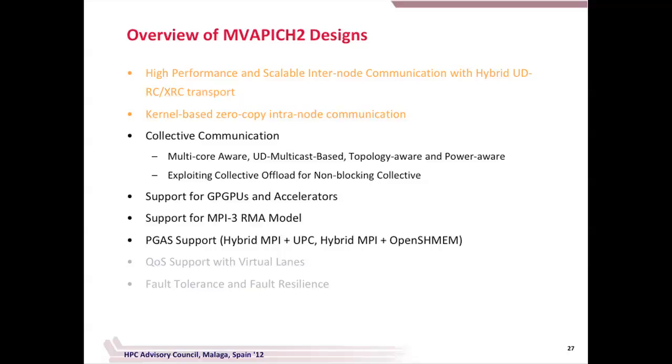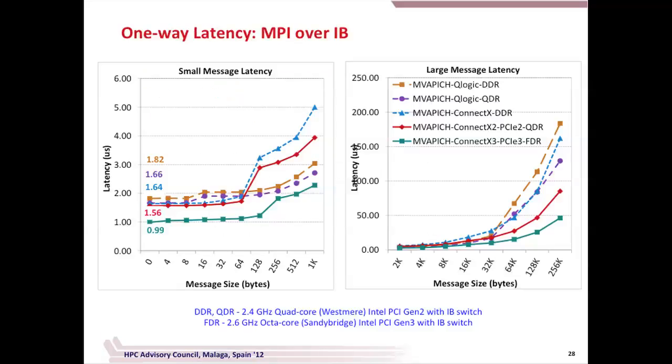But I'd like to go into some of these issues and then give you some concrete performance and scalability numbers, just for you to get a feel of what challenges are out there and how we really design these components. First I'll focus on high performance and scalable inter-node communication, and then I'll also focus on intra-node communication. These are some of the latest numbers you will see for MPI point-to-point. So how do the numbers look?